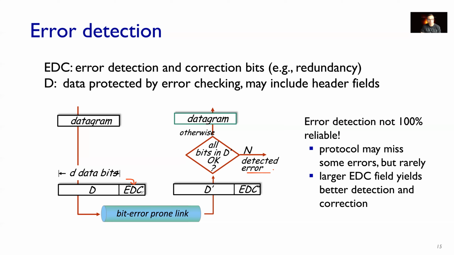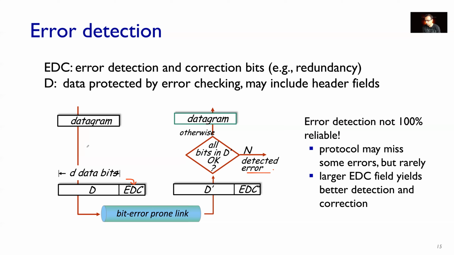Now, of course, intuitively, the more bits you add here, the better the detection and correction. The other option is if you don't want to add too many bits, then you make the protocol itself highly complicated. So you use a better protocol, which can use fewer bits but still achieve good reliability.